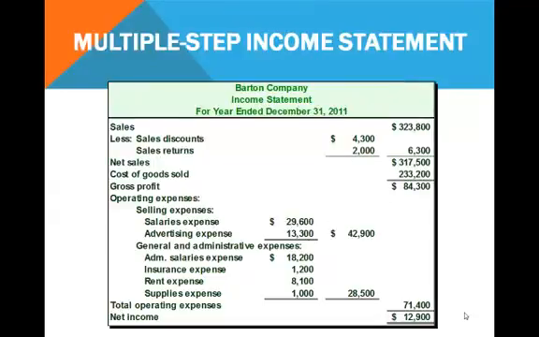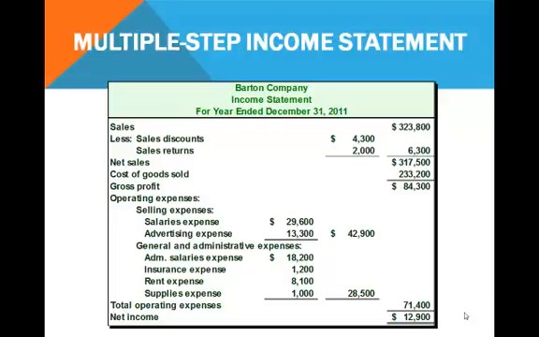Now, let's look at two formats for preparing an income statement using these data: the multi-step format and the single-step format. The one you're seeing at the moment is the multi-step format. The multi-step format has multiple subtotals before arriving at net income. This format provides more detailed information for users.